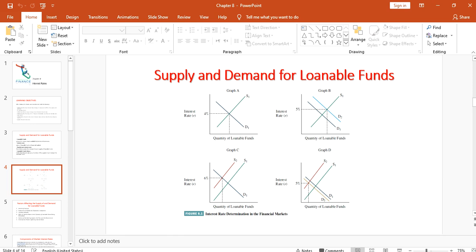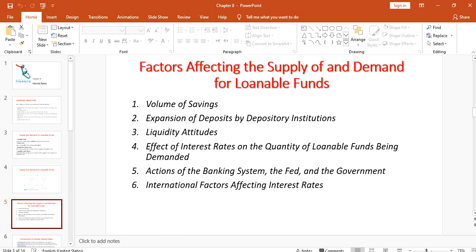Okay, so what are the factors affecting the supply and demand for loanable funds? First of all, we have 6 factors according to this approach, and those are the main factors that affect the interest rate. Volume of saving.